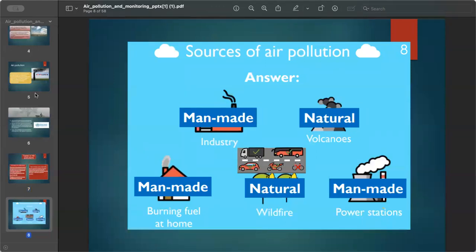These are the sources of air pollution, which include man-made like industry, natural like volcanoes and wildfire, man-made power stations, and man-made burning fuel at home.